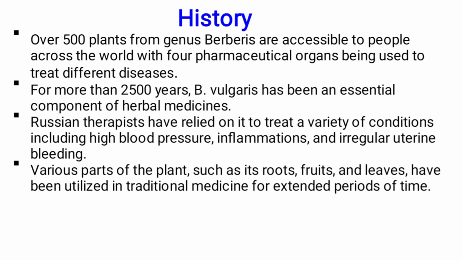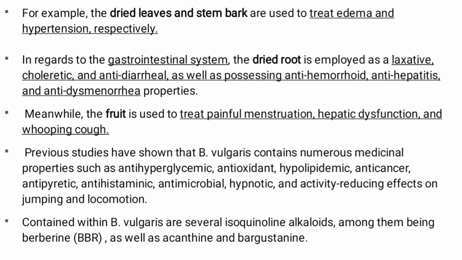Russian therapists have relied on it to treat a variety of conditions including high blood pressure, inflammation, and irregular uterine bleeding. Various parts of the plant such as root, fruit, and leaves have been utilized in traditional medicines for an extended period of time. For example, the dried leaves and the stem bark are used to treat edema and hypertension respectively.